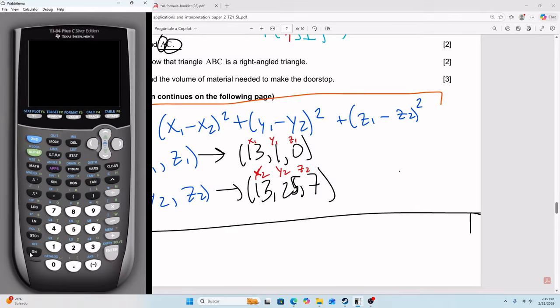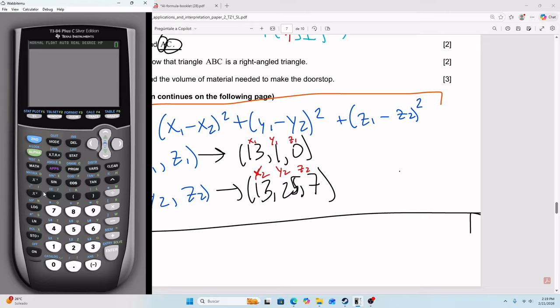Let's actually just do it on the calculator right away. We have square root of 13 minus 13, so that's a little bit troll, but let's just plug it in, plus 1 minus 25. Oops, I forgot the parentheses. 1 minus 25 squared plus 0 minus 7 squared. So this, let's agree, does not look particularly pretty, but we did follow the process, and that's what matters. You end up with 25.